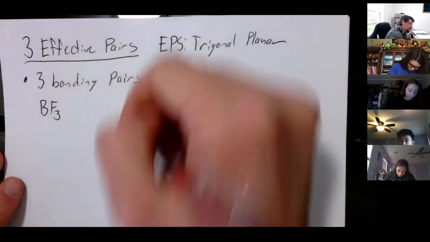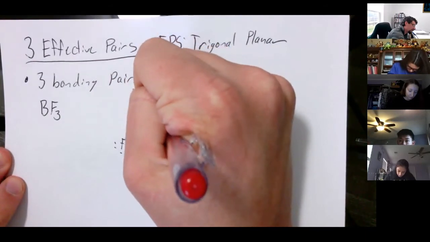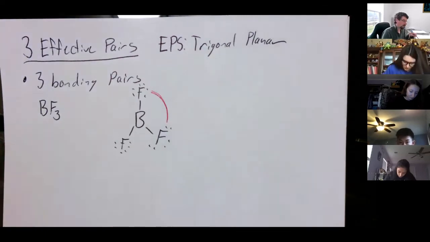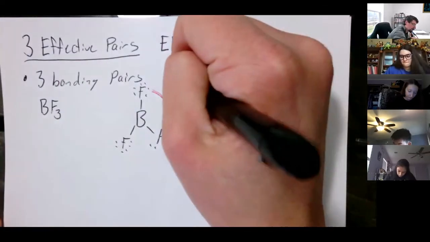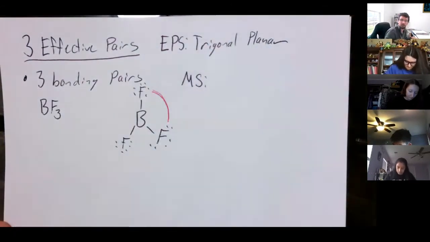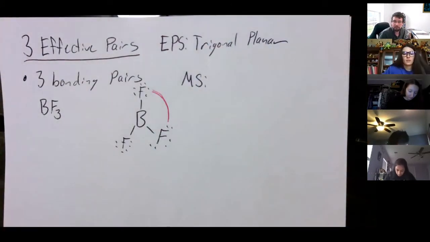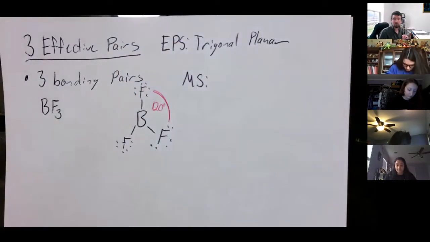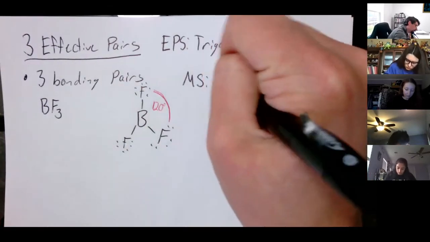Okay, you can probably tell me what is this bond angle along here? Or can you tell me what is the molecular shape in this case? Isn't the angle 120? Yep, it's 120 degrees. And what's the molecular shape of this system going to be? Trigonal planar. Yep, trigonal planar.